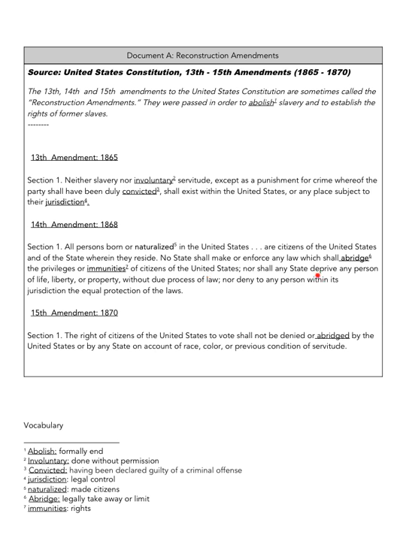Nor shall any state deprive any person of life, liberty, or property without due process of law, nor deny to any person within its jurisdiction the equal protections of the laws. 15th Amendment, 1870. Section 1. The right of citizens of the United States to vote shall not be denied or abridged, meaning legally take away or limit, by the United States or by any state on account of race, color, or previous condition of servitude.